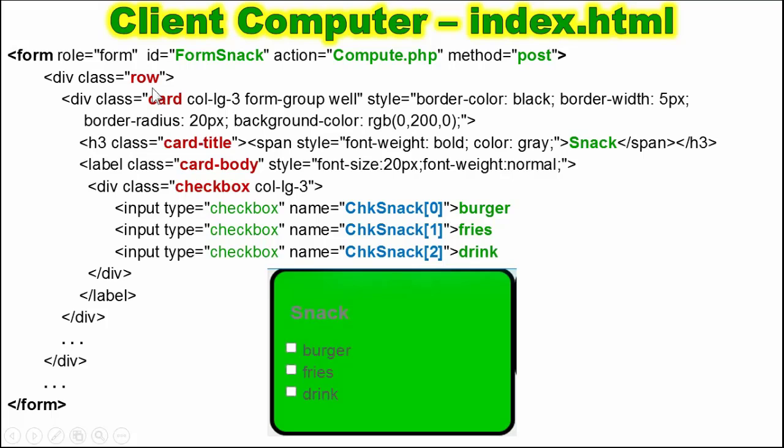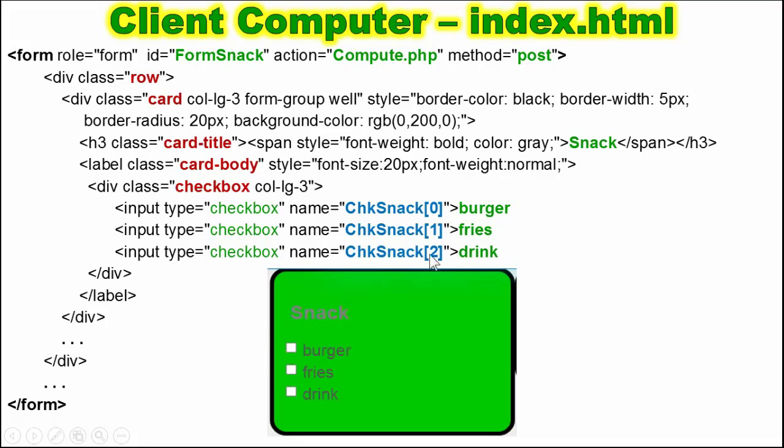The div class row is a bootstrap command that lays out components placed in a row per row. The class card is a bootstrap command that creates a group box. The card title is snack. Inside the div class checkbox contains three checkboxes, namely burger, fries, and drink.